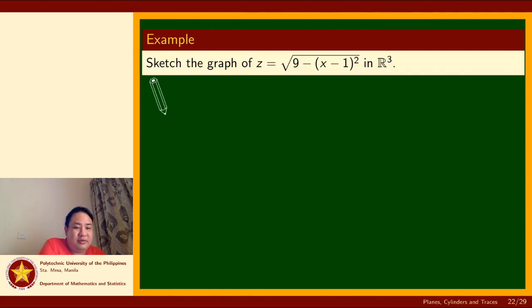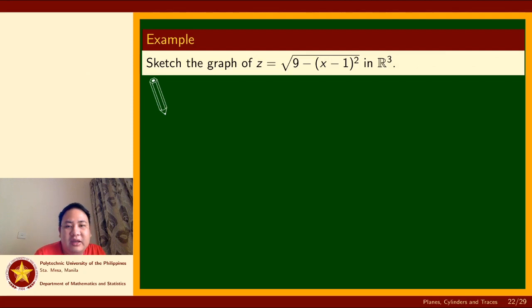As an example, if we want to sketch the graph of this equation in R3, first notice that this equation relates only the variables z and x. So in other words, y is unrestricted. The first step is to sketch the graph of this curve in the xz plane. What does it look like in the xz plane?